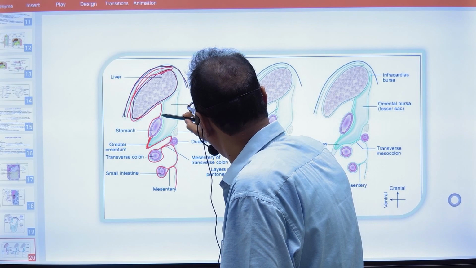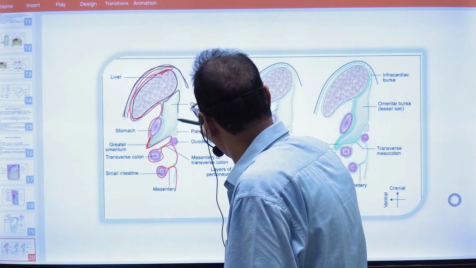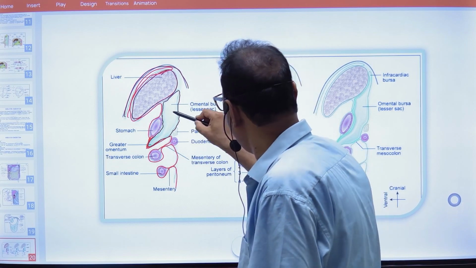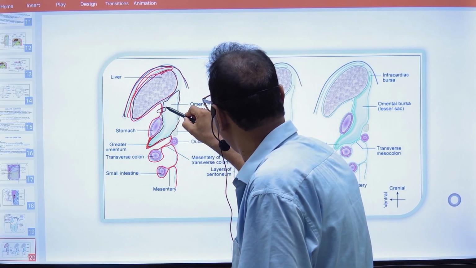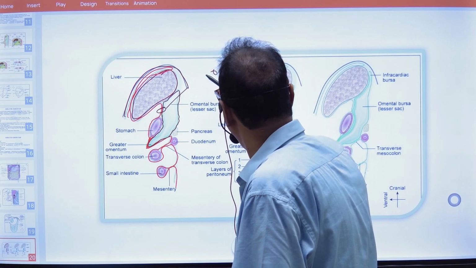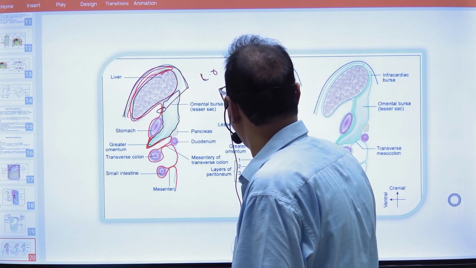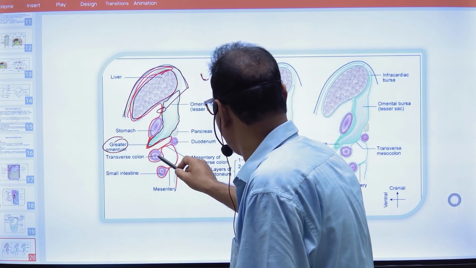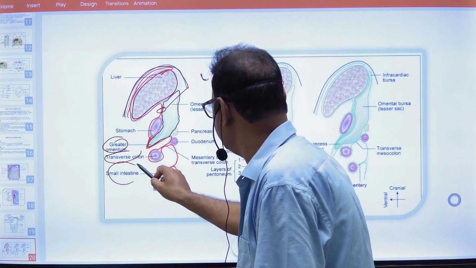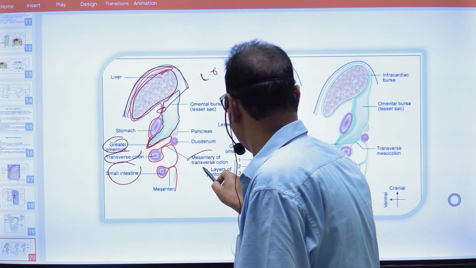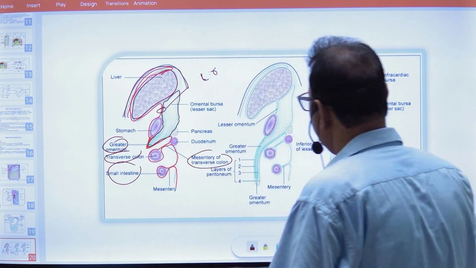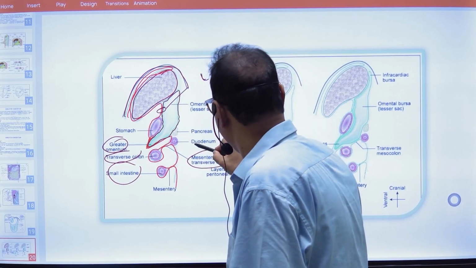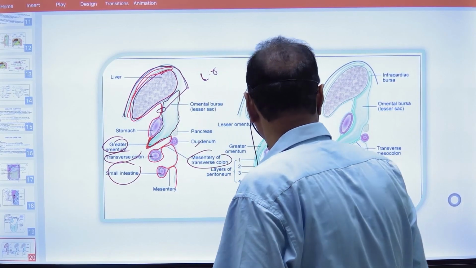Here we have the second and fourth layer. This will come like this, and it is creating like this. So these two are the lesser omentum, and this one is the greater omentum. Here we have the transverse colon and the small intestine. Here we have the mesentery of the transverse colon. This is the duodenum over here, and we have the pancreas over here.